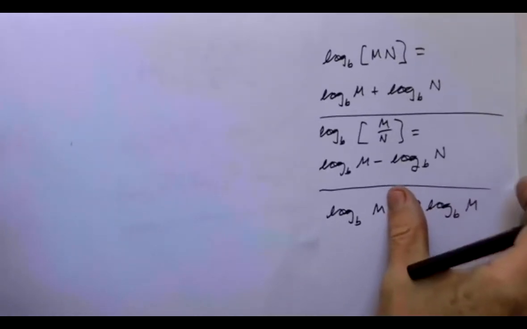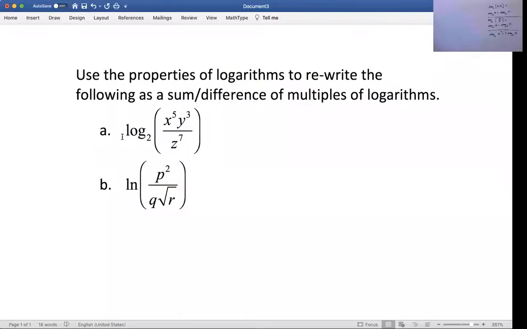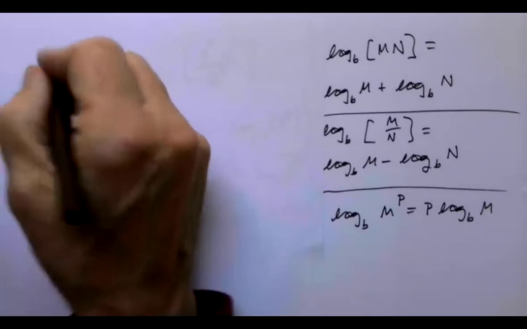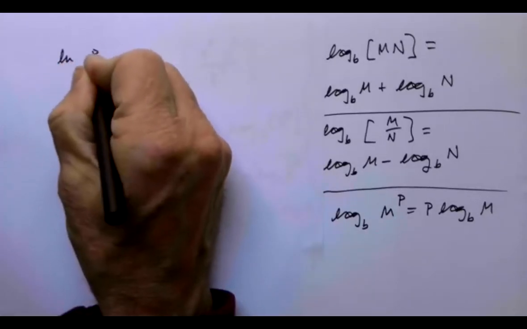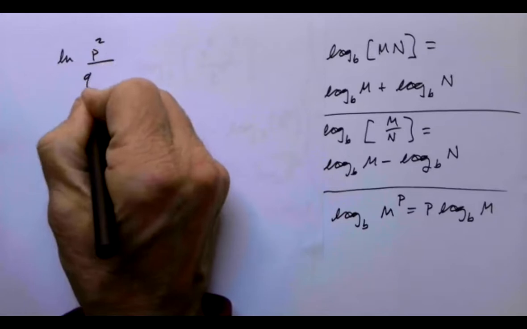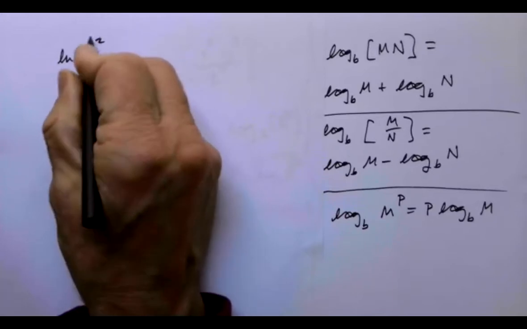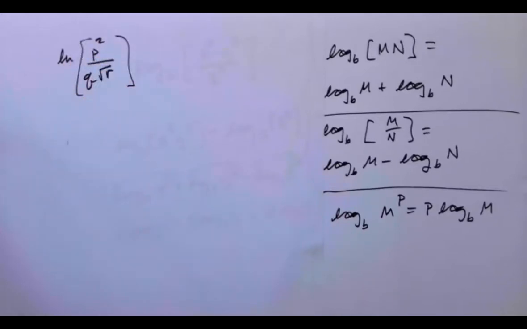You can keep those three rules in front of you. There we go. So there's my three rules that I have for the logs. And the question I want to do here is, again, natural log of p squared over q root r. So we start with that.